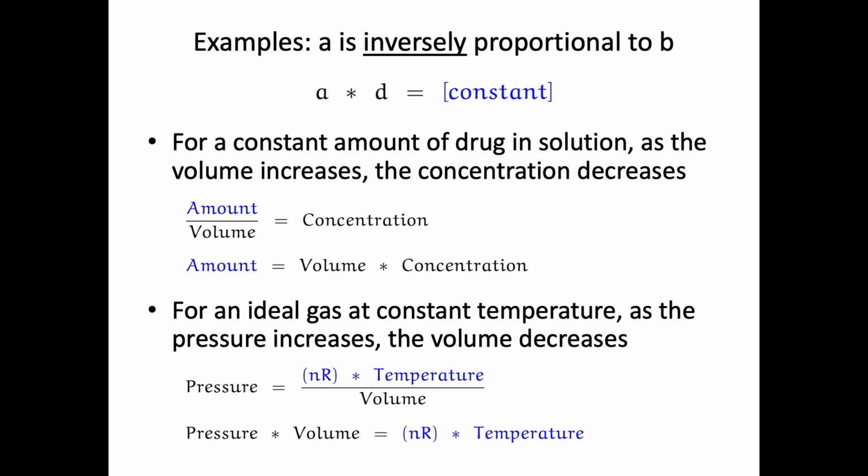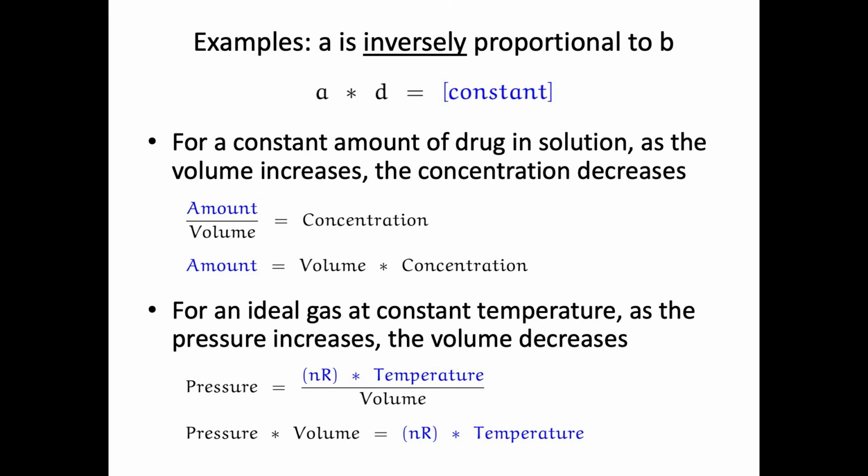Now let's give some examples of things that are inversely proportional. That is, as one thing increases, this other thing will decrease because they are inversely proportional. Let's just use the formula that we've been using for concentration. Concentration is equal to an amount of drug divided by the volume, in a liquid sense. Concentration is drug weight over total volume. Concentration is amount over volume.